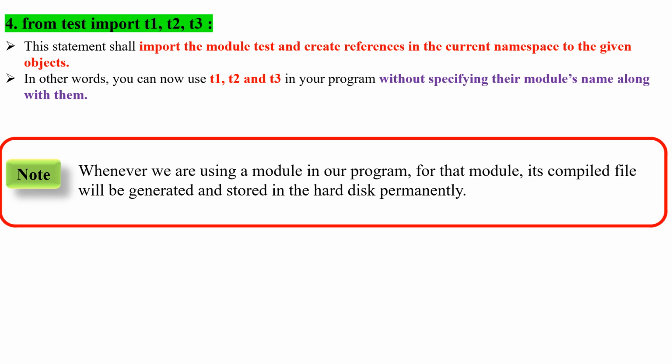Point 4. From test import T1, T2, T3. This statement shall import the module test and create references in the current namespace to the given objects. In other words, you can now use T1, T2, and T3 in your program without specifying their module's name along with them. Note: whenever we are using a module in our program, for that module, its compiled file will be generated and stored in the hard disk permanently.